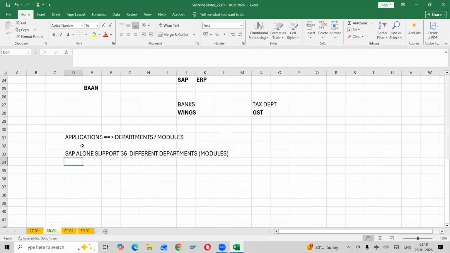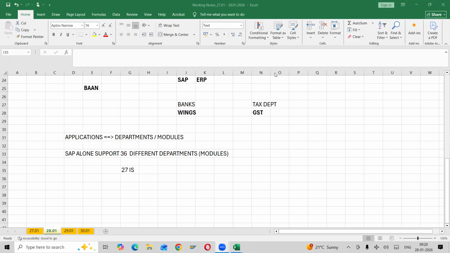This is only the major basic I'm saying. Earlier it used to support only 36, only big ones, but now it has provided 27 industrial solutions also. IS is nothing but industrial solutions. So when I spoke about 36 different modules, it used to support only big organizations, big businesses. But when they came up with 27 IS, it is supporting small businesses also. Is this clear?